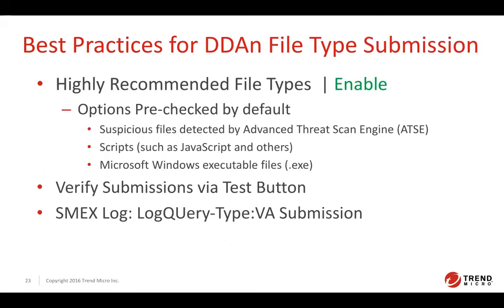All right, and if you do have Deep Discovery Analyzer in the environment, you can select specific file types to send to Deep Discovery Analyzer. We were talking about those before, and the defaults that are checked by default. And in the log for ScanMail, you can check in the log query type of VA submission. That is where you'll find in the log the entries for the files that have been sent to the virtual analyzer. They have a query type. You set your query type to VA submission or virtual analyzer submission.